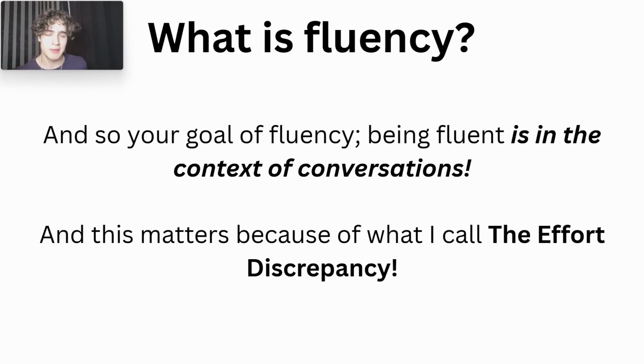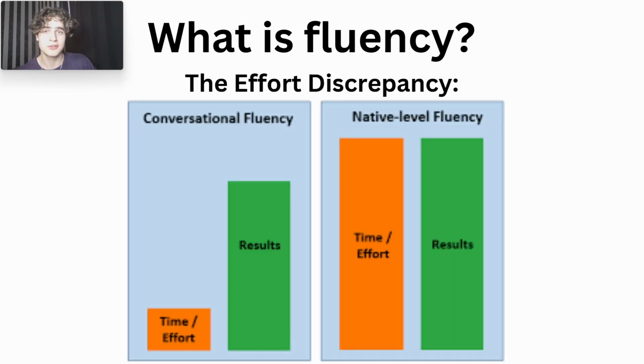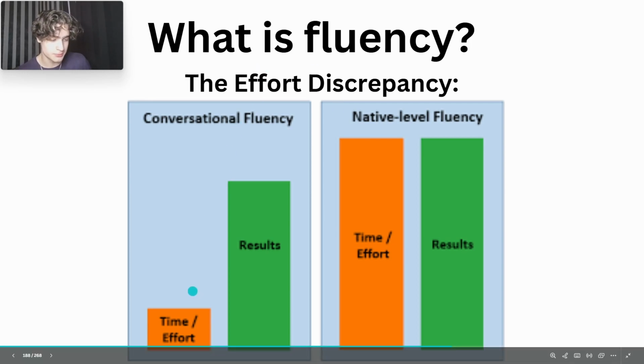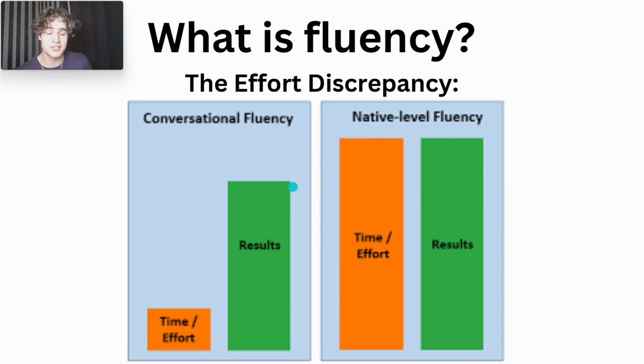Okay? And so this matters because of what I like to call the effort discrepancy, and I'll go through this very quickly. There's a discrepancy, which is just a complicated word for difference, between how much effort it takes to become conversationally fluent and the amount of results you get, compared to how much time and effort it takes to reach native level fluency, with respect to how many results you get. And so really the difference between the time and effort it takes to reach conversational fluency and the time and effort it takes to reach native level fluency is so big, whereas the difference in results is much less.